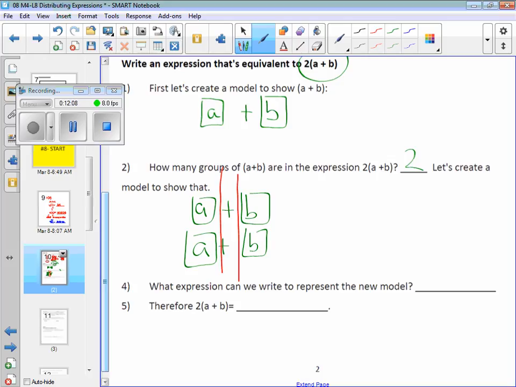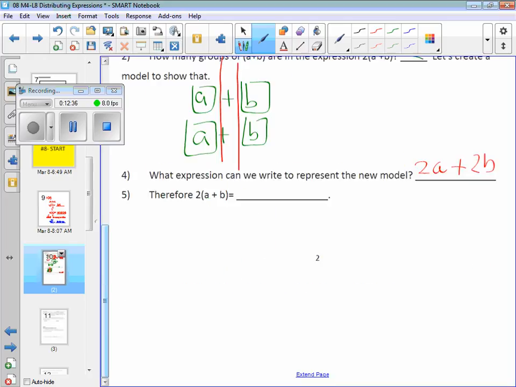How many A's do I have? Plus, that doesn't change because we got that down the middle here. Plus how many B's? So therefore, an equivalent expression for 2(A+B) is 2A plus 2B. Okay? Everybody okay with that so far? Any questions?